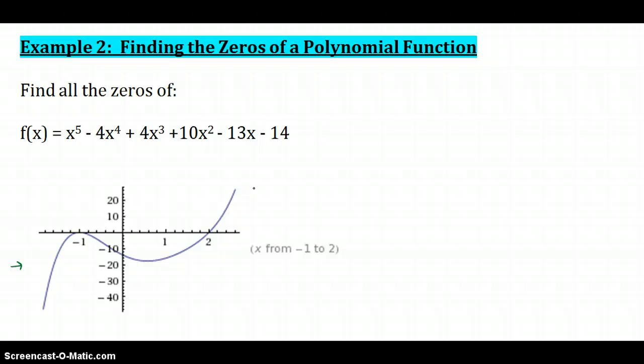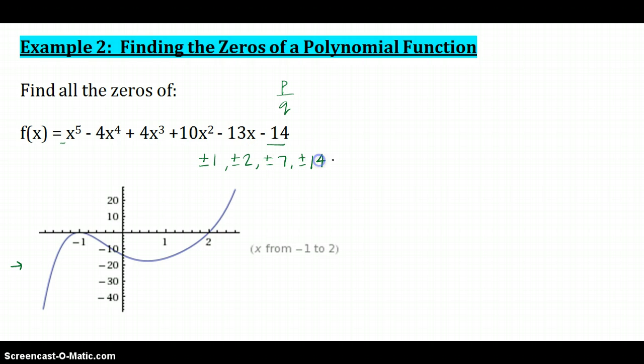Remember, the possible zeros are the p over q, which is all the factors of our constant term over the factors of our leading coefficient. So our possible roots, or possible zeros or solutions, are all the factors of 14 over 1. So our possible solutions are plus or minus 1, plus or minus 2, plus or minus 7, and plus or minus 14.